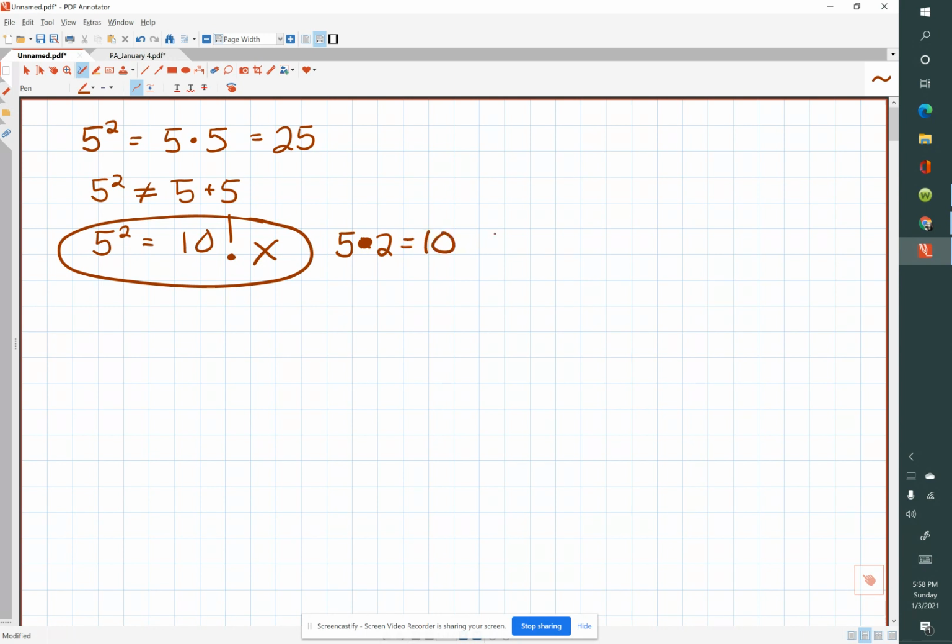Well, what is 5 times 2? 5 times 2 is 5 plus 5. We have 1 5, 2 5s. 5 times 2 equals 10. That is not an exponential relationship.